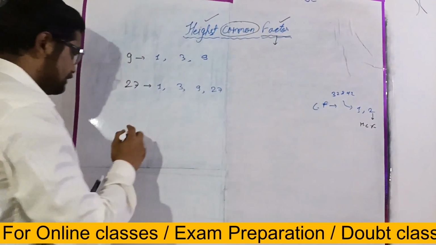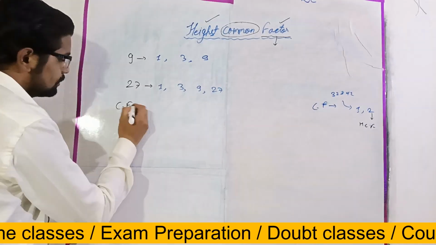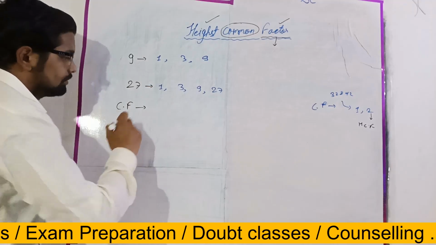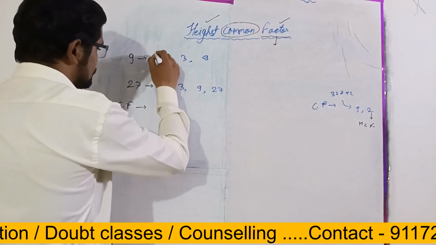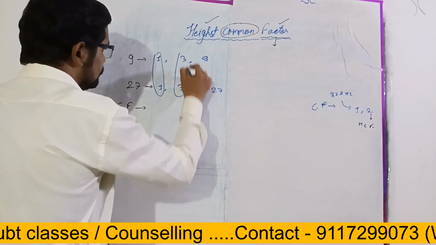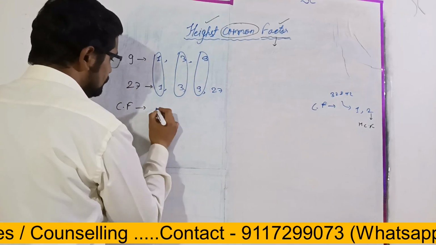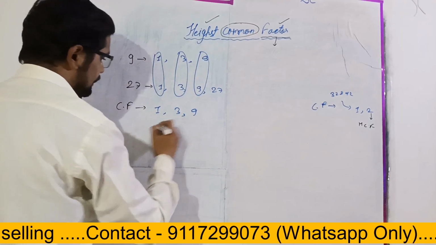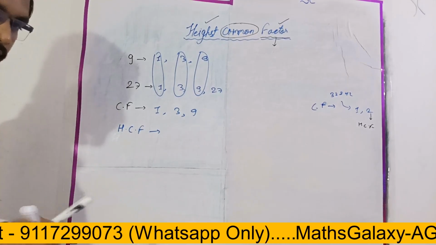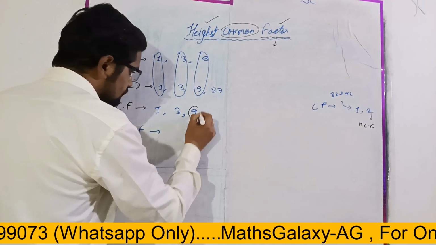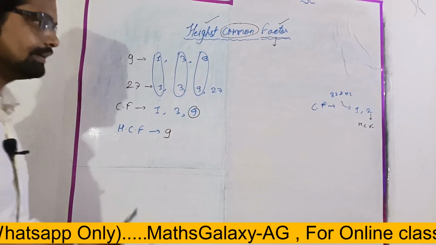Now come to this topic. What will be the highest common factor of 9 and 27? The common factors are 1, 3, and 9. Which one will be the highest common factor? 9. It's too simple, right? Now did you get it?